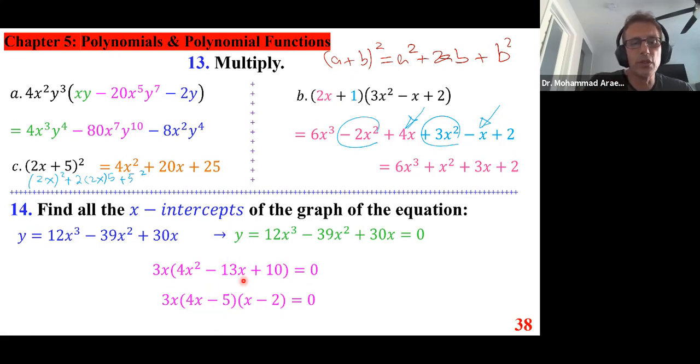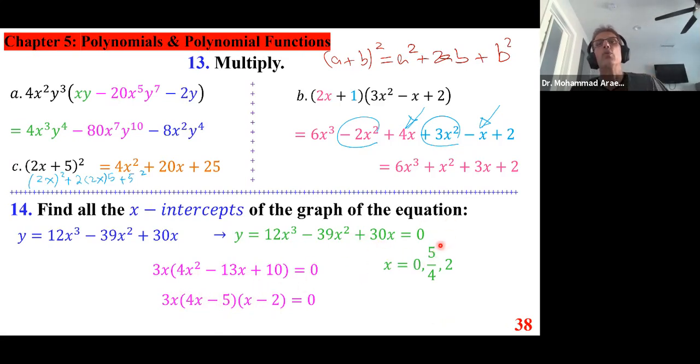So you set each one equal to 0. This means whether you say x is 0 or 3x equal to 0 makes no difference. So x is 0. 4x minus 5 is 0, x is 5 over 4. x minus 2 is 0, x equals 2. So one more time, 3x or x equal to 0 gives you 0. 4x minus 5 gives you 5 over 4, x minus 2 gives you 2.